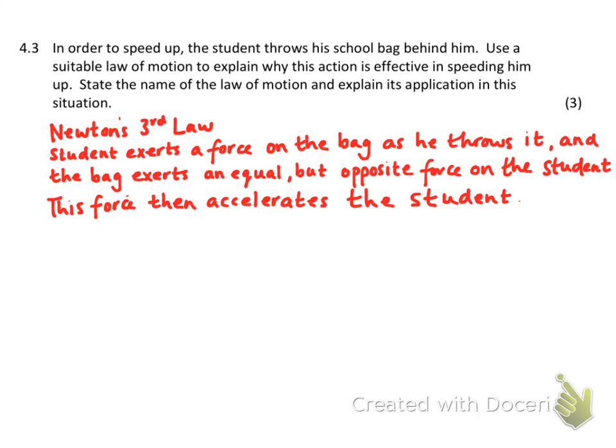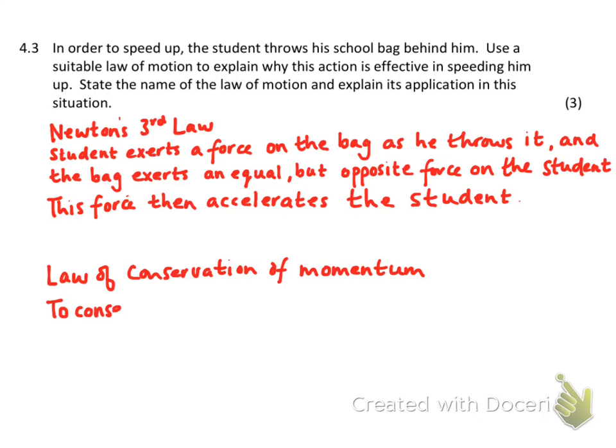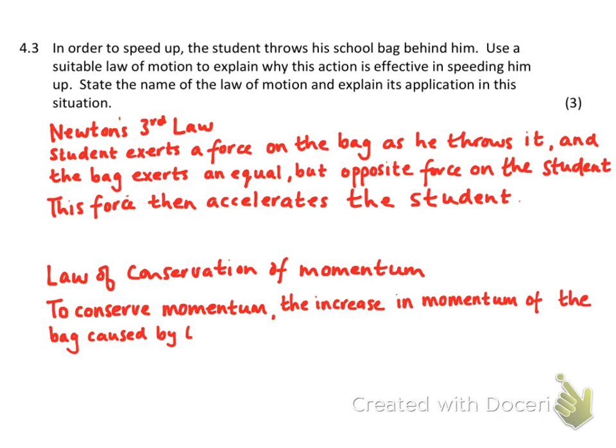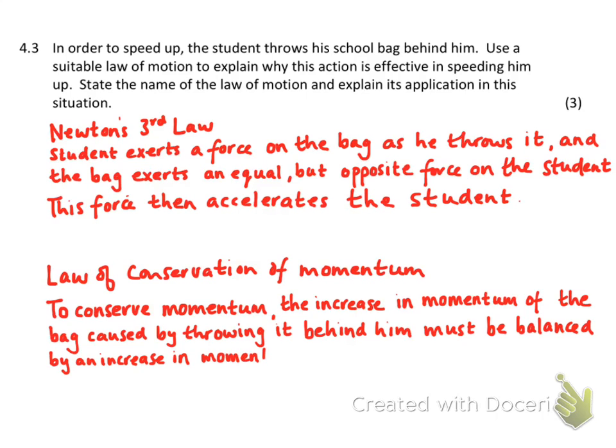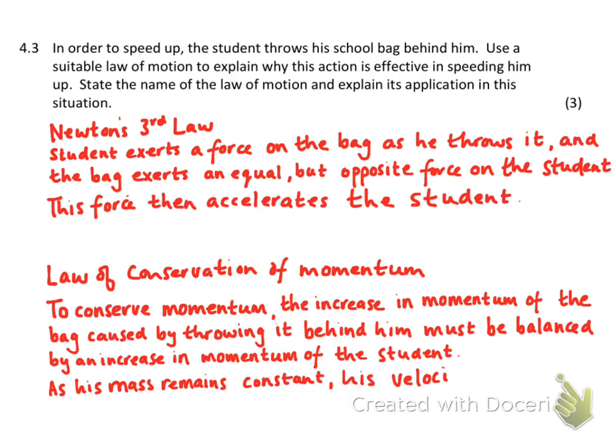So that's one option. The second option could be to use the law of conservation of momentum. And there we would say that to conserve momentum, the increase in momentum of the bag caused by throwing it behind him must be balanced by an increase in momentum of the student himself. And because his mass isn't changing, if there's an increase in momentum, then his velocity must increase.